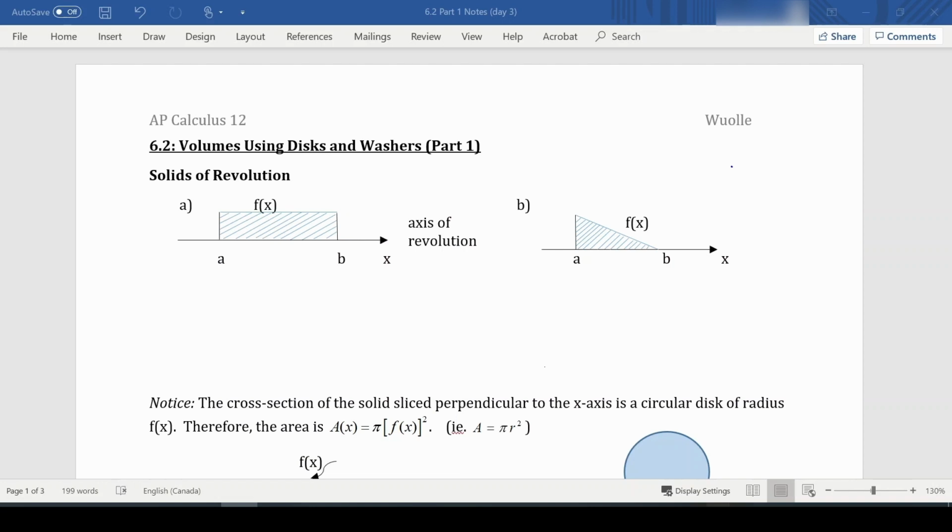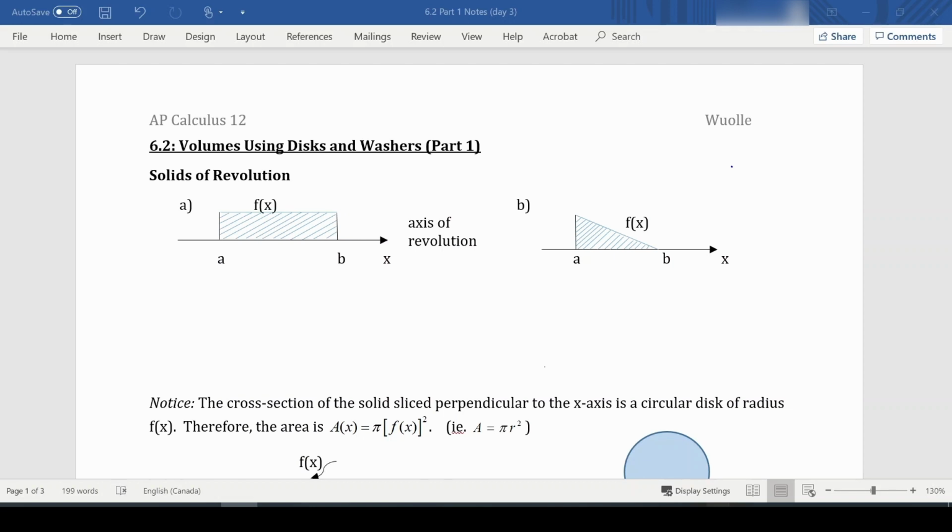Today, what we're going to be looking at is the idea of if you have an area that you then rotate around an axis of revolution, this could be an x-axis, y-axis, some external axis, it would create a 3D object. And the question is, how can we find the volume of that 3D object, which is what we will be doing today.